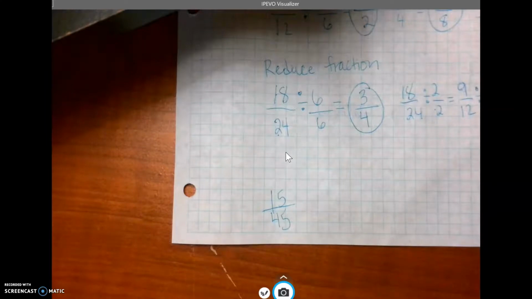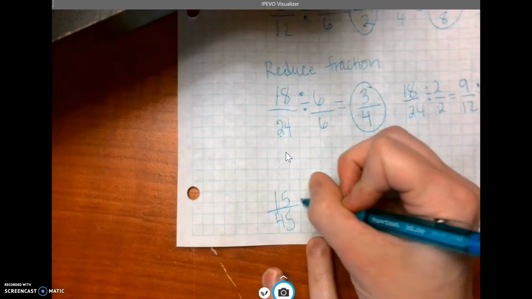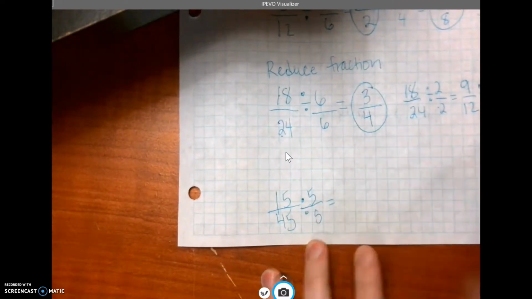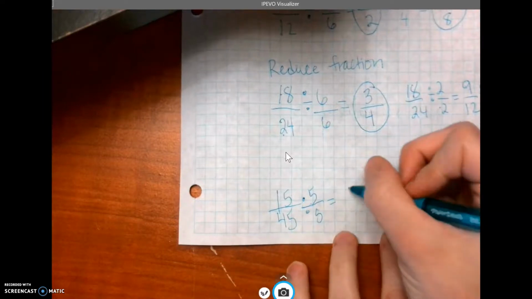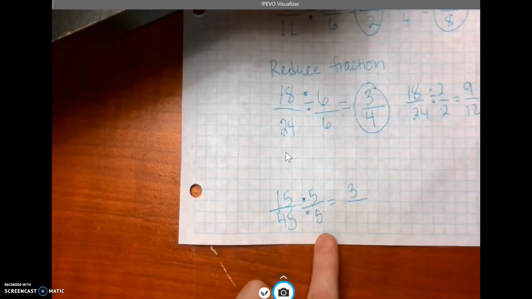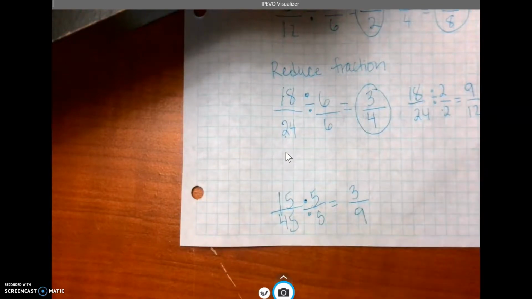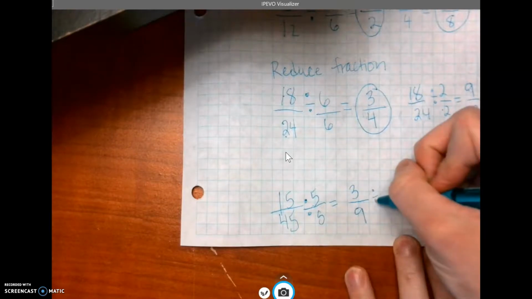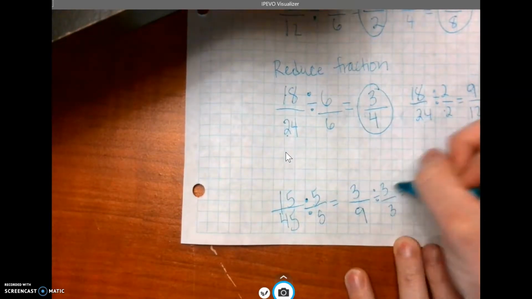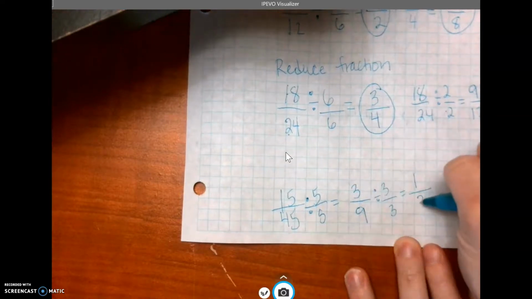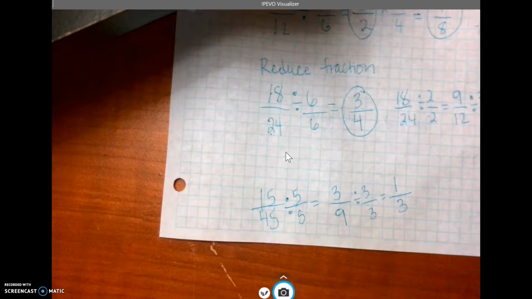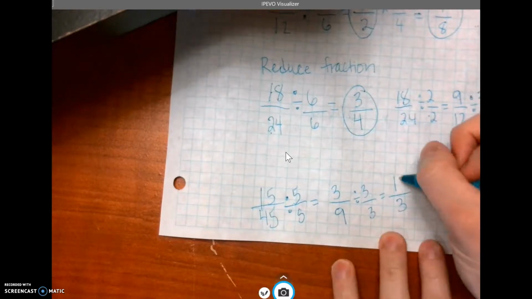Okay, hopefully you tried it and you noticed that both of those numbers end in a 5. So that means I can divide them by 5. Or I look at my multiplication chart. 15 divided by 5 is 3, and 45 divided by 5 is 9. Okay, then I look, and 3 and 9, I can reduce that more. 3 and 9 can be divided by 3. 3 divided by 3 is 1, and 9 divided by 3 is 3. 1 and 3 can't be divided by anything other than 1, so that means I'm done.